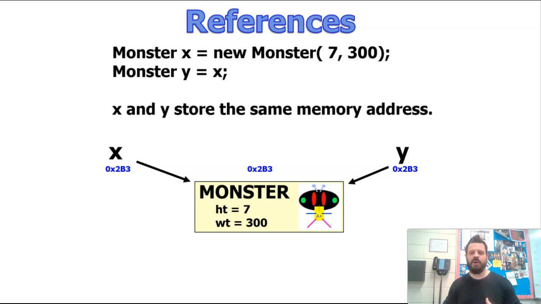And then we'll just remind you about how setting objects equal to each other works. So again, let's say I have a monster called x with a height of 7, weight of 300, and then I say monster y gets x. What's happening here is we're not creating two different monster objects. We'd say that x and y store the same memory address. So in this case we have two reference variables of monster objects, x and y, and they're both storing the same address. They're both pointing to the same object in Java's memory heap.